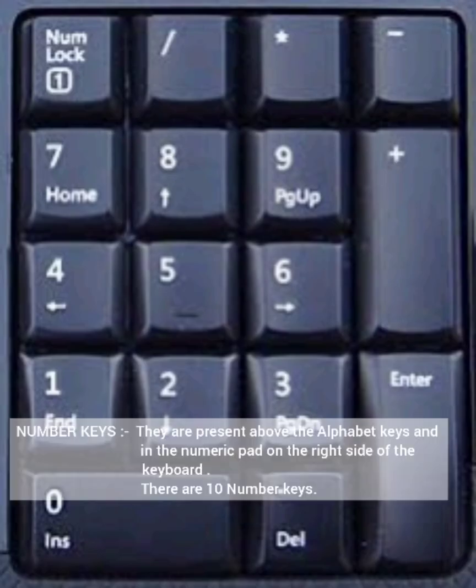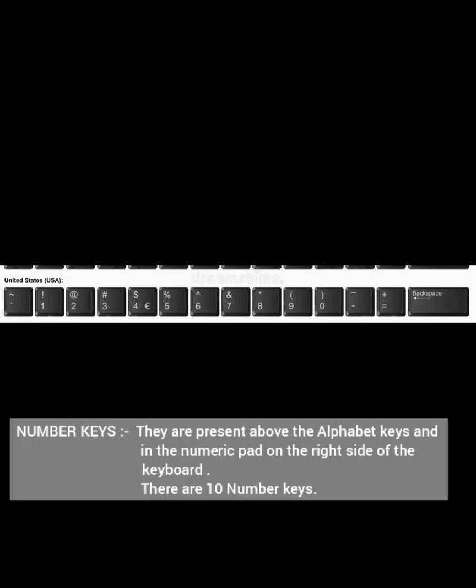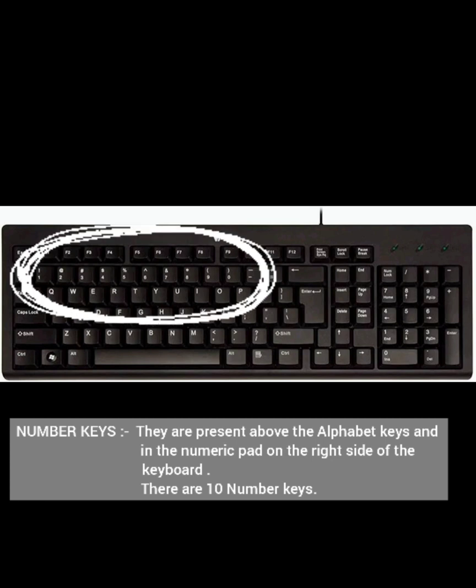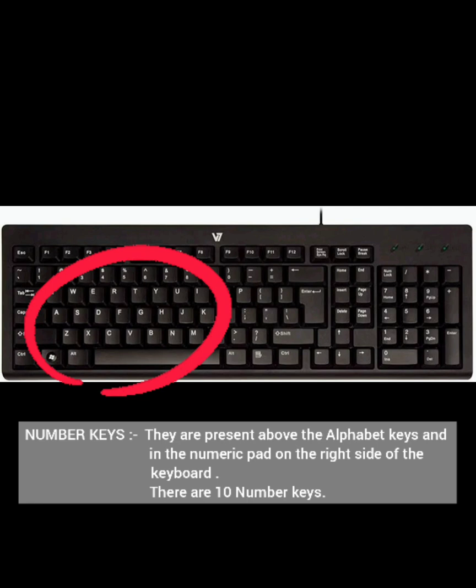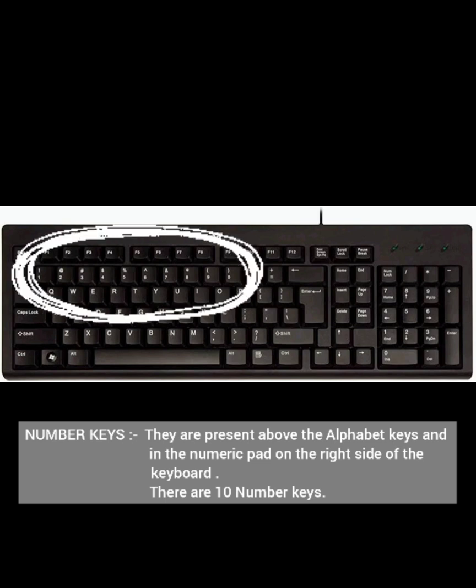Now coming to the next key. The next key is number keys. There are 10 numbers on the keyboard. They have numbers printed on them from 1 to 0, as you can see in picture. 1, 2, 3, 4, 5, 6, 7, 8, 9 and 0. These are present above the alphabet keys. Alphabet keys are from A to Z. So these number keys are present above the alphabet keys.